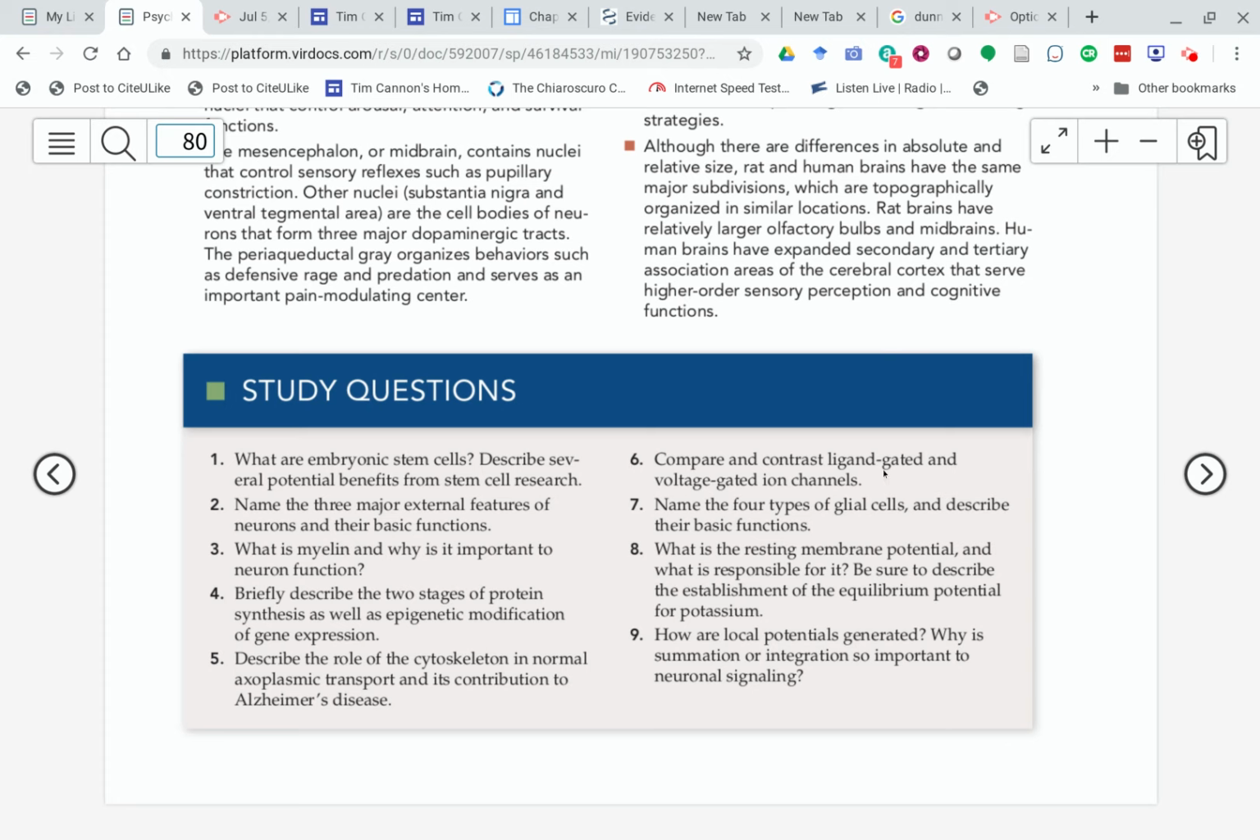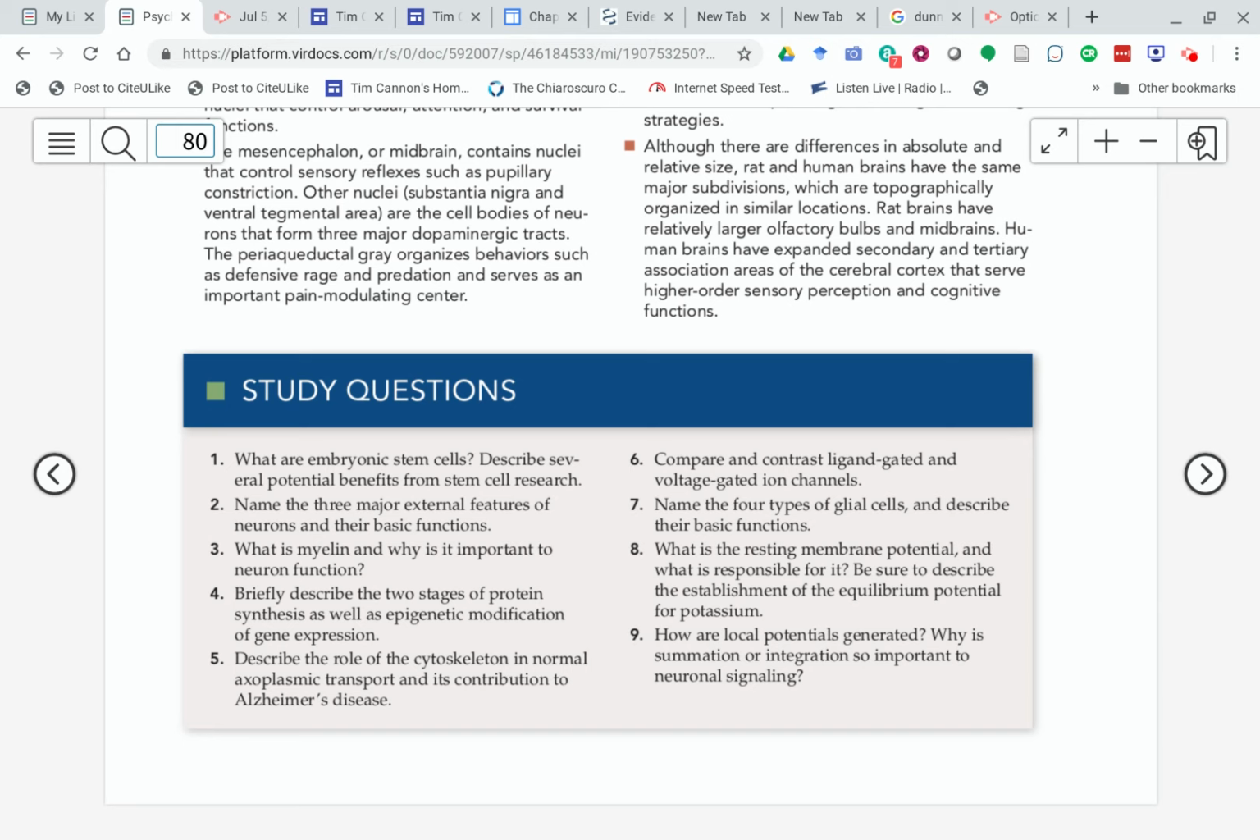Ligand-gated and voltage-gated ion channels, really important, particularly in a chapter on action potentials. There's that table on the 4 types of glial cells. This is a growing area in neuroscience. You really should be conversational in glial cells. And then, what is the resting membrane potential? And I like -70. What makes it happen? Make sure to describe the establishment of the equilibrium potential for potassium. Again, we're close to it, but not exactly at it.